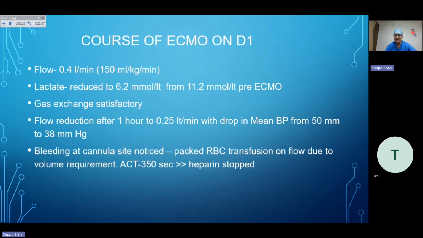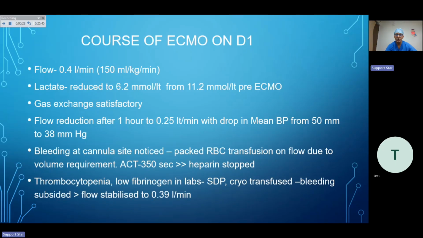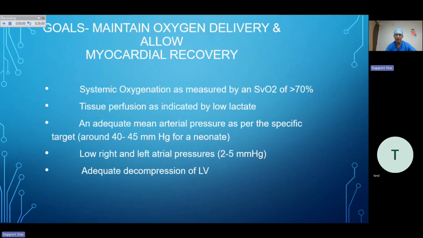There was bleeding noticed at the cannula site. PRBC was transfused due to volume requirement. Then ACT was high, so heparin was stopped. Usually we keep ACT around 180, so this is very high. Stop the heparin. Then there were low platelets and low fibrinogen in the labs, so we transfused, and flow was established after that. Then the mixed venous was good.